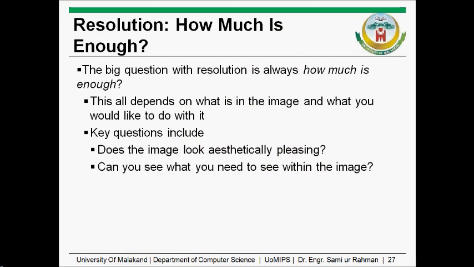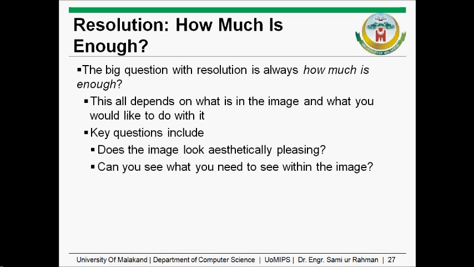Okay, resolution, how much is enough? Usually in practical applications, theoretically we think that in any case we should take good quality images, meaning super resolved images having more pixels should be acquired. But in practical use, we always face problems when we send images through the internet, through emails. Then we cannot send good quality images with high resolution. So in that case we need images with low size. Low size means a low number of pixels.